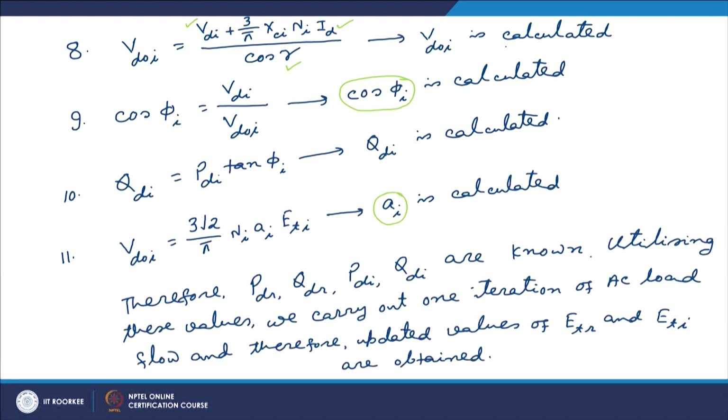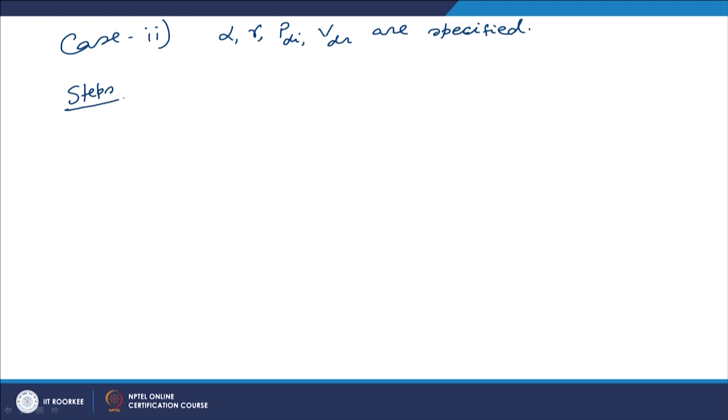So, let us now consider case 2. In case 2, alpha, gamma, PDI and VDR are specified. In the earlier case we said that alpha, gamma, PDR and VDI were specified, and now here we have alpha, gamma, PDI and VDR. So, how do we calculate this? The steps are very simple, and go almost in the same manner.